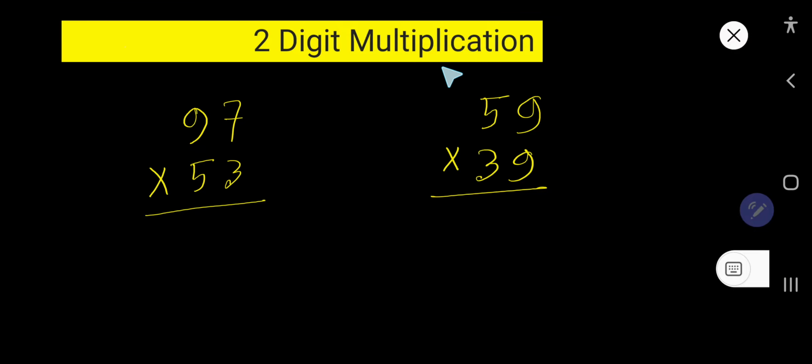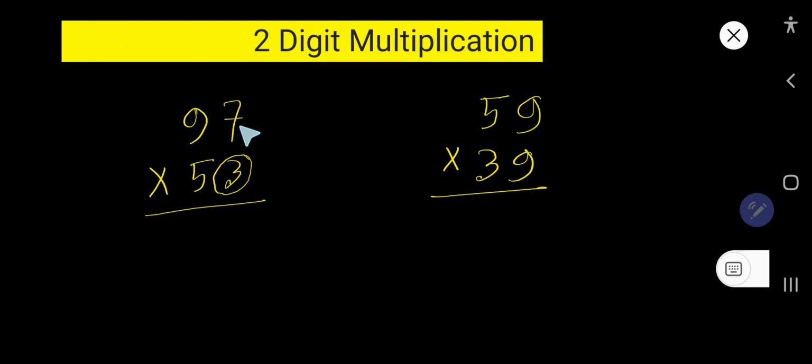Two-digit multiplication. From this video you are going to learn how to do two-digit multiplication. That is, we will multiply a two-digit number by another two-digit number. So look, we would like to multiply this two-digit number by 53. So let me start with 3.